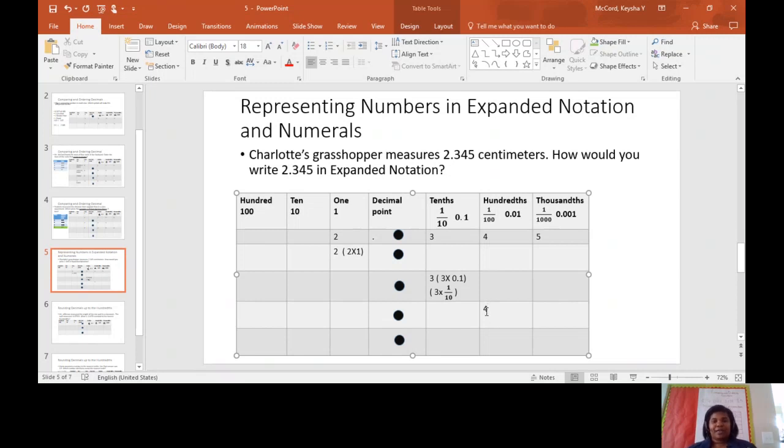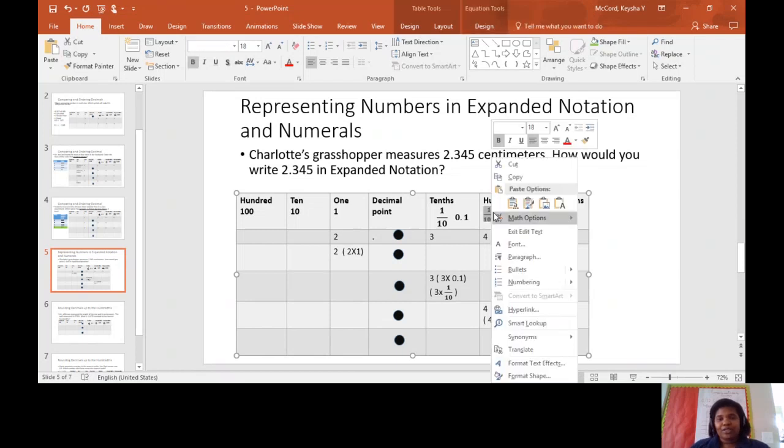4. Again, I'm multiplying my digit times the value of the place value. So this is hundredths, so I'm going to write 4 times 1/100th. And since it's decimals, I can also write it as a fraction. So I'm going to put parentheses 4 times, and I'm going to put 1/100ths.